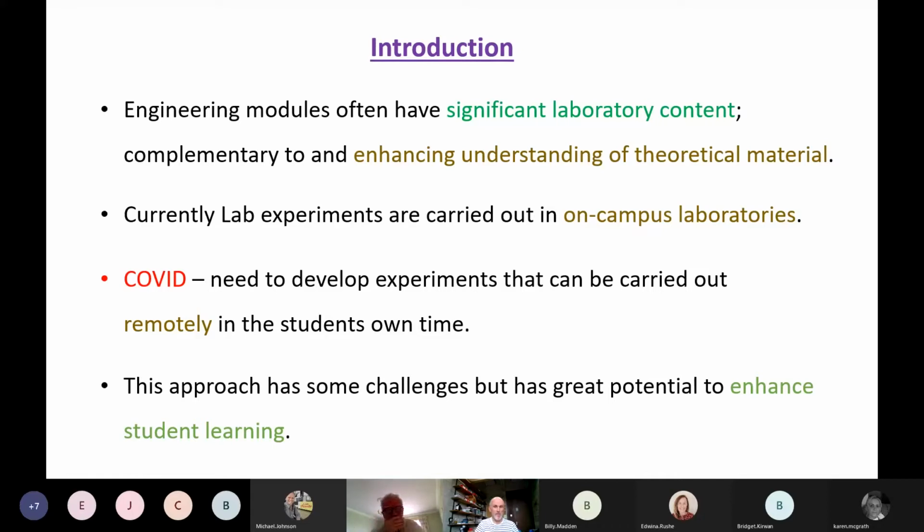Now, usually, lab experiments are carried out in on-campus laboratories. So students come into a lab and they do the experiment and then go away and perhaps write up a report.